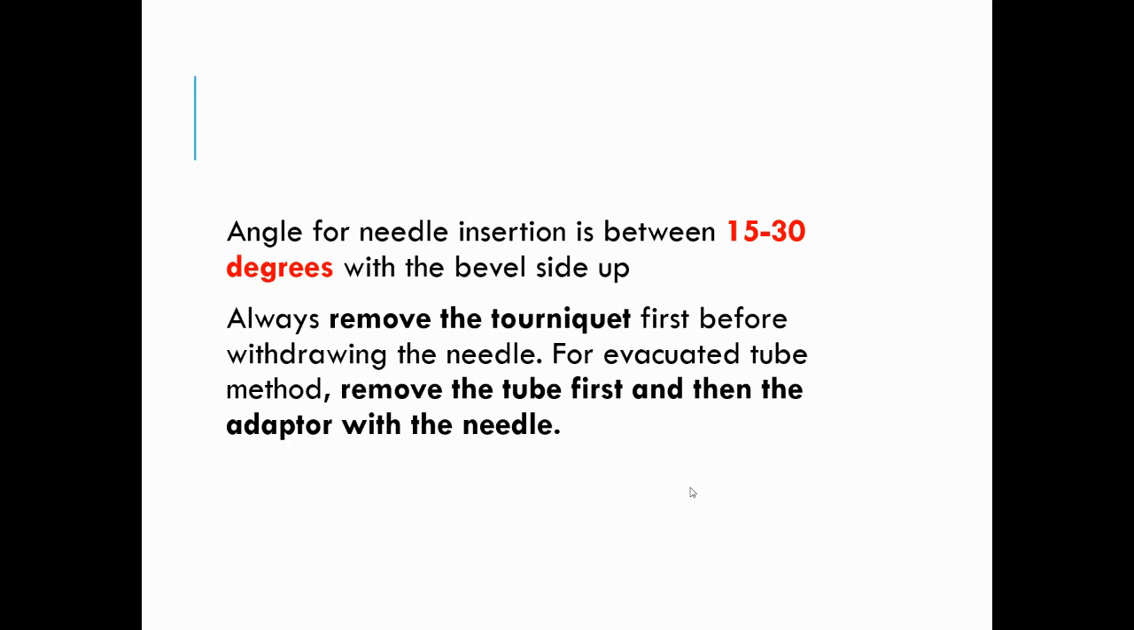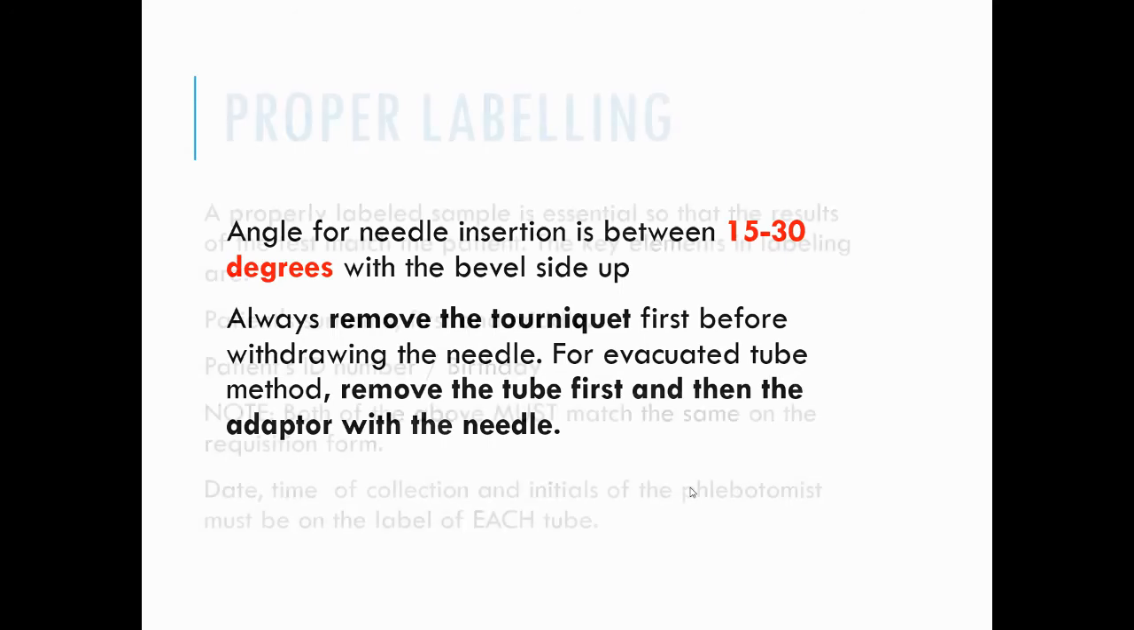For evacuated tube, remove the tube first and then the adapter with the needle. So again, if syringe, after you have obtained the blood, first remove the tourniquet, then remove the needle. But for the evacuated tube method, first the tourniquet, then remove the tube, then remove the adapter with the needle. So again, if syringe: tourniquet, needle. If evacuated tube: tourniquet, tube, adapter with needle.